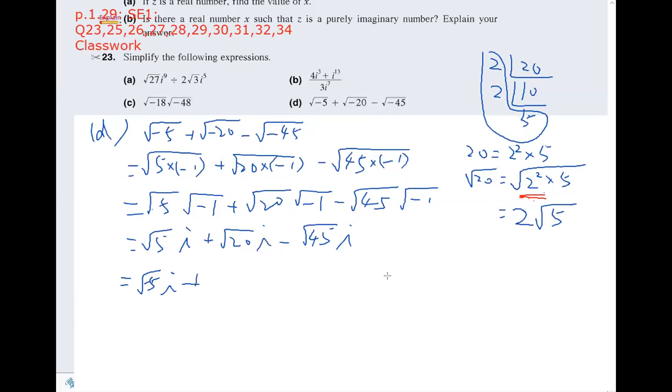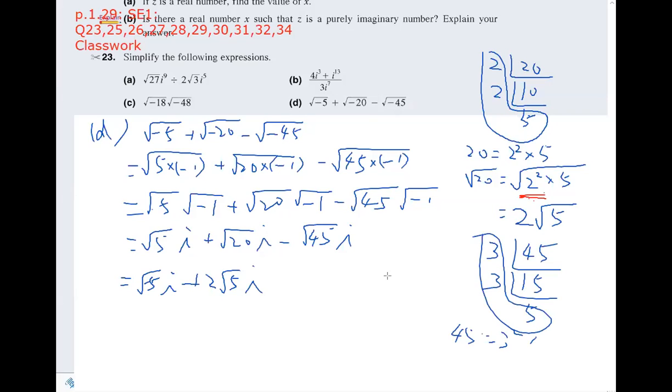Okay, so the square root of 20 becomes 2 times root 5 times i. Okay, and 45 is also the same. We use short division to break down 45. Okay, but it is an odd number, so we start from number 3. Okay, 45 divided by 3 is 15, and then 15 can also be broken down. Divided by 3 is 5. Okay, but 5 is already a prime number, so we may stop here, which means that 45 is equal to 3 squared times 5. Okay, 3 squared times 5.